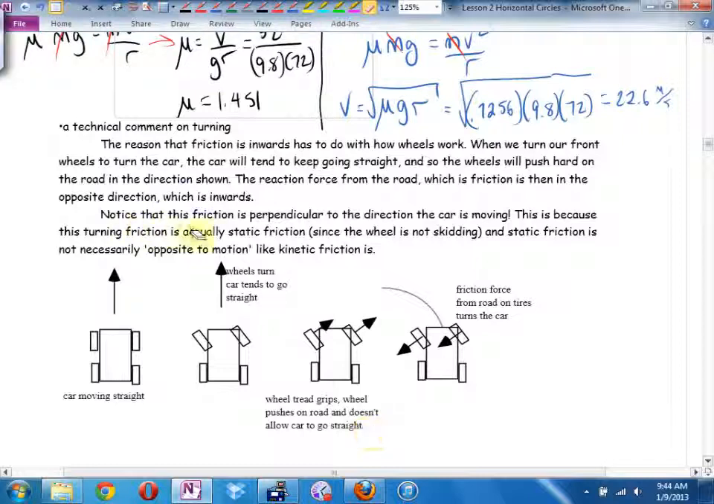So the turning friction is actually static friction, since the wheel is not skidding, and static friction is not always opposite to motion like kinetic friction is. This is what you're doing when you're turning in a circle.